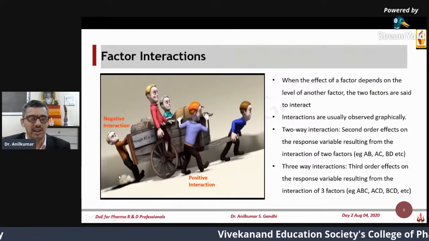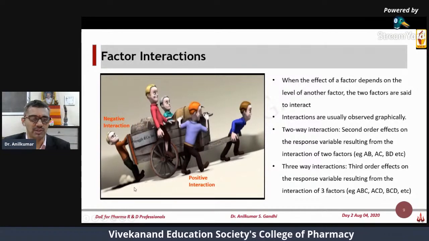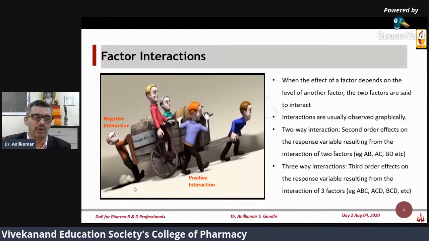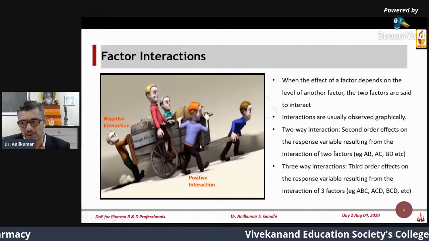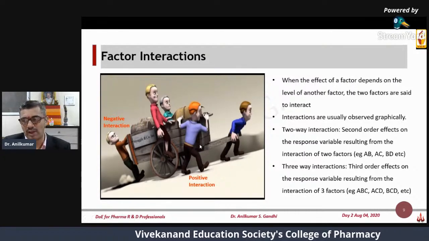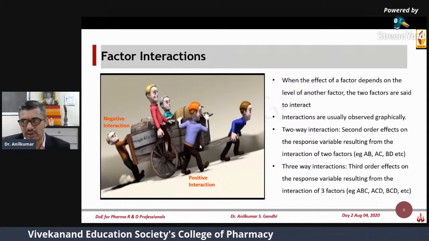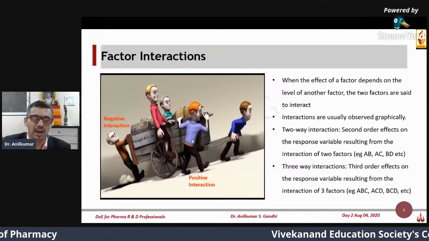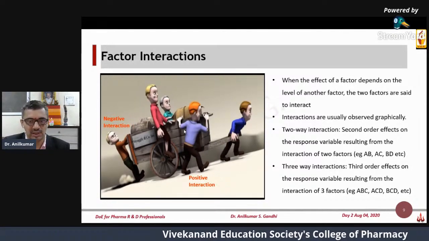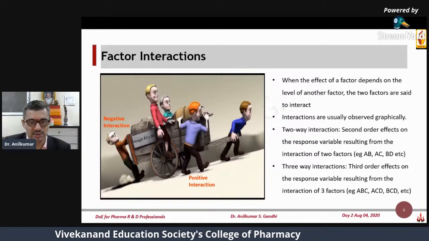Then this one behind, you will see, is a negative interaction because he's pulling it behind. So it's a negative interaction. Like we saw in the example of the cake, when you have a high temperature, the taste is spoiled, which means that the temperature has a negative impact on the response, and particularly also with the sugar concentration.